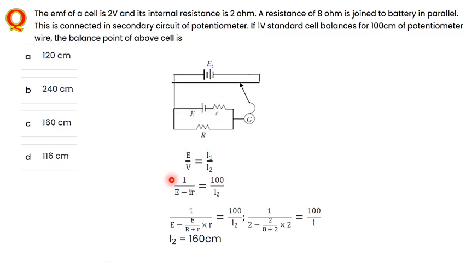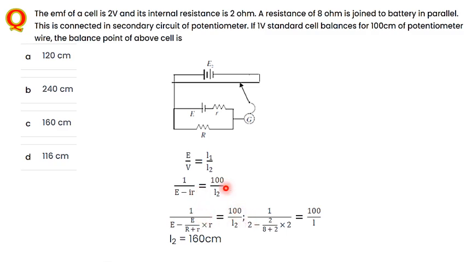For this battery, V is equal to E minus IR. IR is also a potential. So 1 divided by E minus IR will be equal to 100 divided by L2. According to Ohm's law, I is V by R, so E divided by R, where R is the external resistance and r is the internal resistance of this battery. Both are connected in series, so it is R plus r.